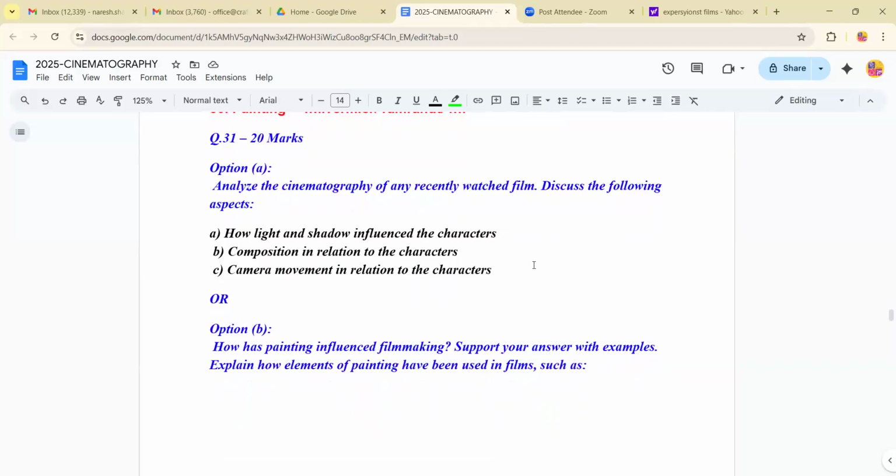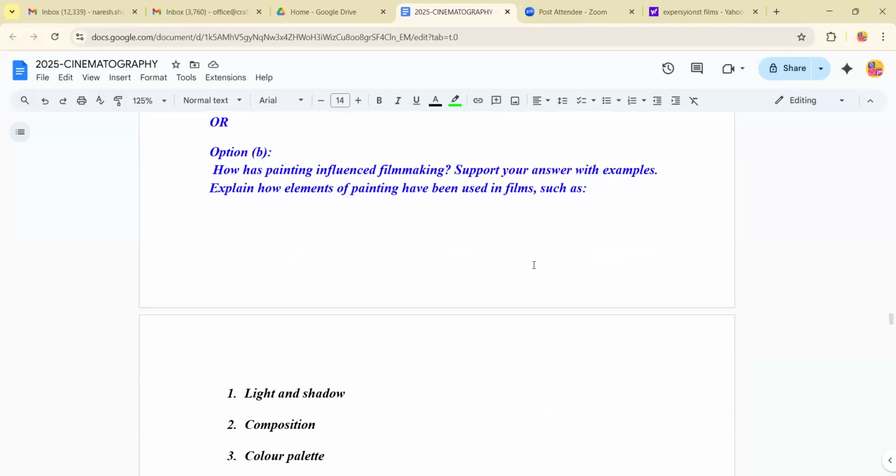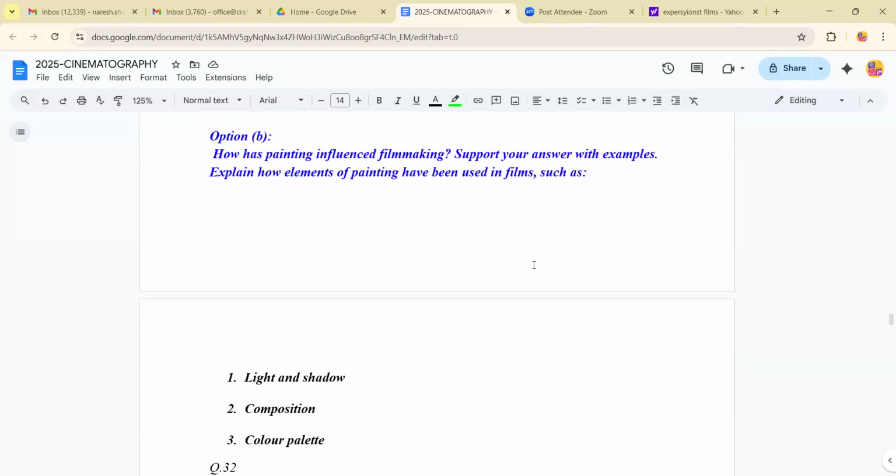Now again, there were 20 marks, two questions. Option number one: analyze the cinematography of any recently watched film. Discuss the following aspects: how light and shadow influence the characters, composition in relation to the characters, camera movement in relation to the characters. These are various options given under which you need to discuss that. Or how painting influences filmmaking. Support your answer with examples.